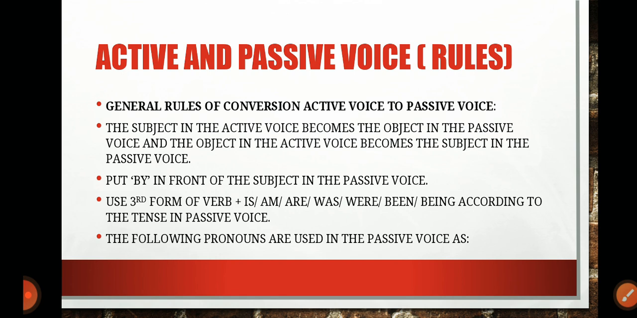Rule number 2 is to put by in front of the subject in passive voice. It means whenever we are converting the active voice into passive voice, the word by will come in front of the subject.